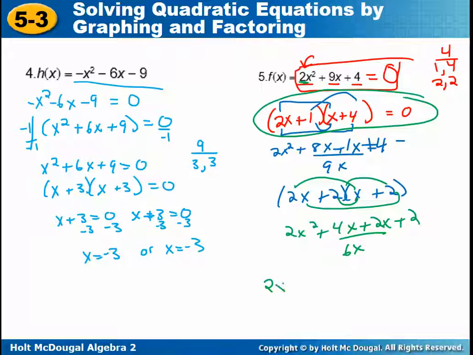That means that the two equations will be 2x plus 1 equals 0, or, using the zero product property, x plus 4 equals 0. So the first equation, when you solve this, you have 2 steps. It's not just a 1 step. You have to divide by 2 to finish this off. The other one you can finish, and you'll get what that one is for x, or when x plus 4 equals 0. So you'll still get 2 answers.